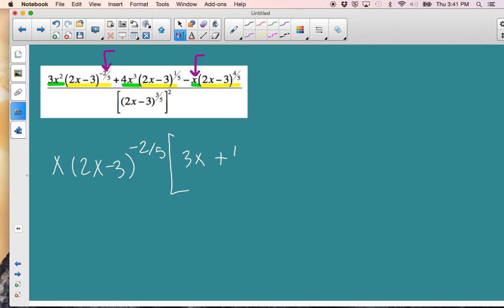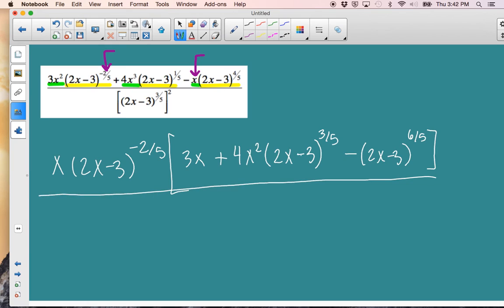Plus, here I'm left with 4x squared times, now remember I'm thinking multiply, you add exponents, so negative 2/5 plus what will give me 1/5? So I have 2x minus 3 to the power of 3/5. And then we already factored out the x from that third term, so I just have minus 2x minus 3 to the power of 6/5. Okay, negative 2/5 plus 6/5 would give me that third term back.